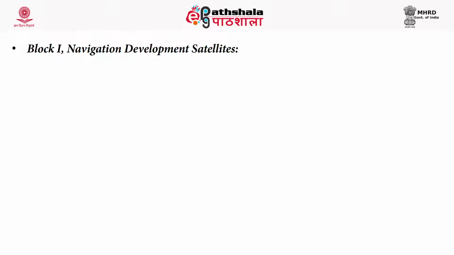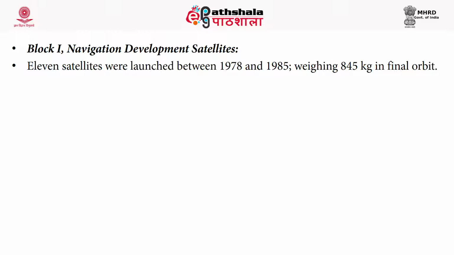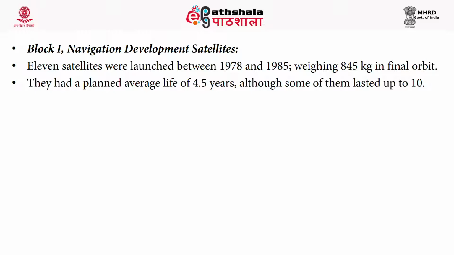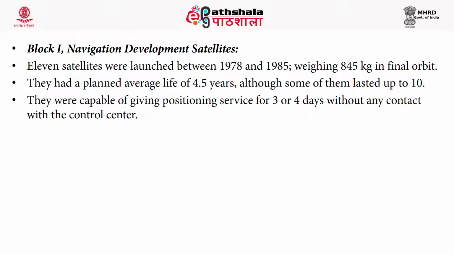So, the first block is the navigation development satellite block. In this block, 11 satellites were launched between 1978 and 85, weighing about 845 kg in the final orbit. These satellites had a planned average life of 4.5 years, although some of them lasted up to 10 years, thus exceeding their design period. They were capable of giving positioning service for 3 or 4 days without any contact with the control center. The last Block 1 satellite was retired in late 1995.